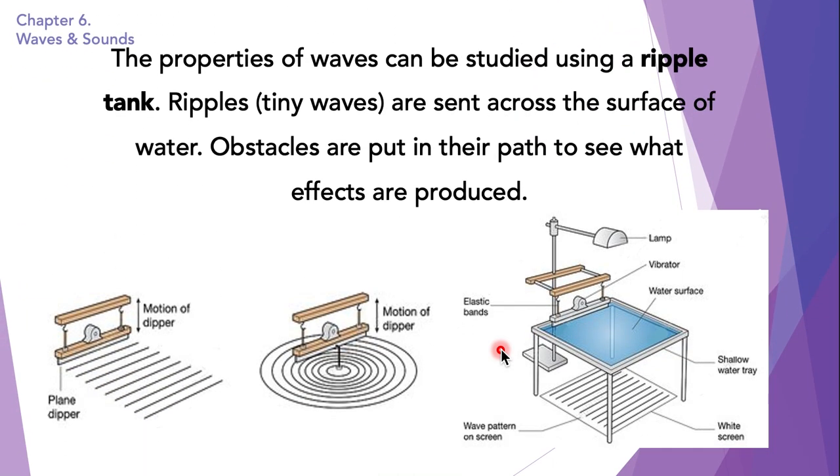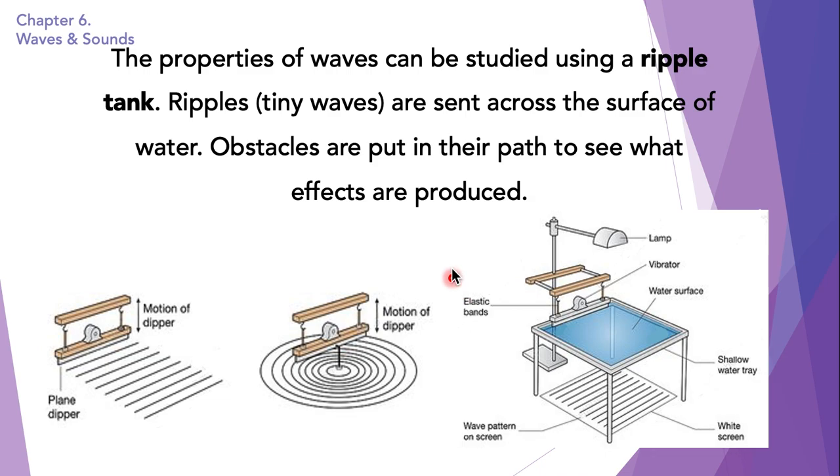So we can move ahead on to wave effects. What are the effects of waves? So the properties of waves can be studied using a ripple tank. So here we have a ripple tank. The ripple tank has a shallow water tray which is suspended by these legs. We have a lamp above it. So what happens? When we turn on this lamp, we get a shadow of the water beneath the tray on the ground.